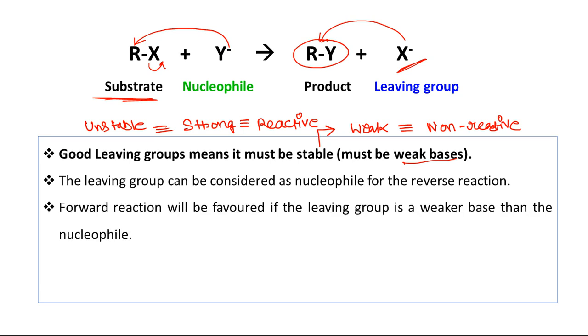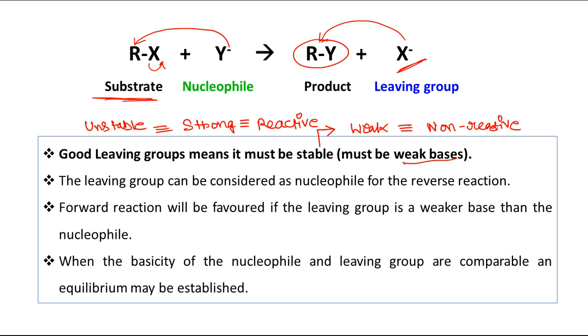Forward reaction will be favored if leaving group is weaker base compared to nucleophile. That means here if we compare X minus and Y minus as weak base, X minus must be weaker compared to Y minus, then only forward reaction will be favored. Now if this statement is true, that means equilibrium will be possible when their basicity is comparable. So we can move from left to right or right to left, both possibilities are there. So when the basicity of the nucleophile and leaving group is comparable, then we can say that equilibrium will be established.